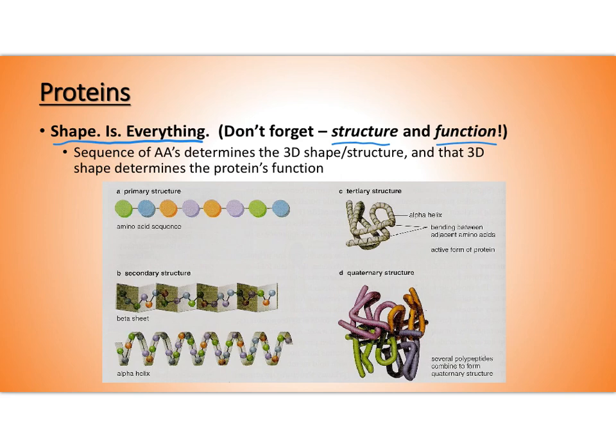So what we talk about are 4 levels of structure in proteins. We've got primary, secondary, tertiary, and quaternary. Essentially what it comes down to, though, is this note right here. The sequence of amino acids, which is what your primary structure is, leads to a particular 3-dimensional shape.